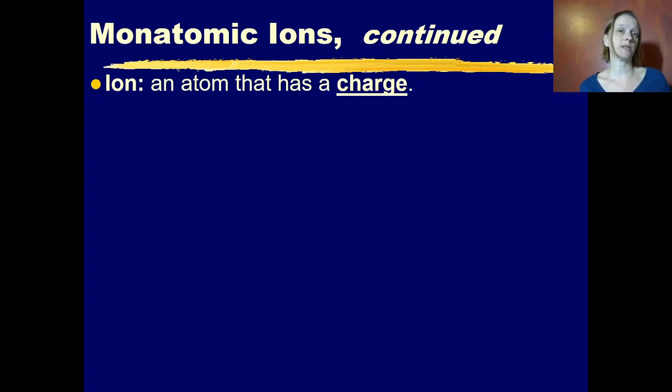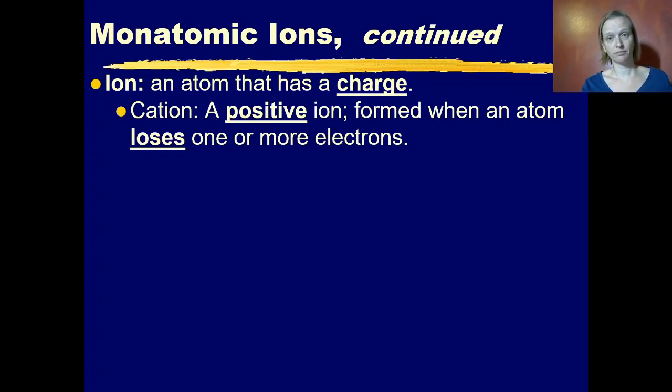For right now, we're going to focus on ions. An ion is an atom that has a charge. A cation is a positively charged ion. How do we get a positive charge? It happens when we lose electrons. Remember, electrons have a negative charge, so when you lose them, what are you left behind with? You're left with a positive charge.